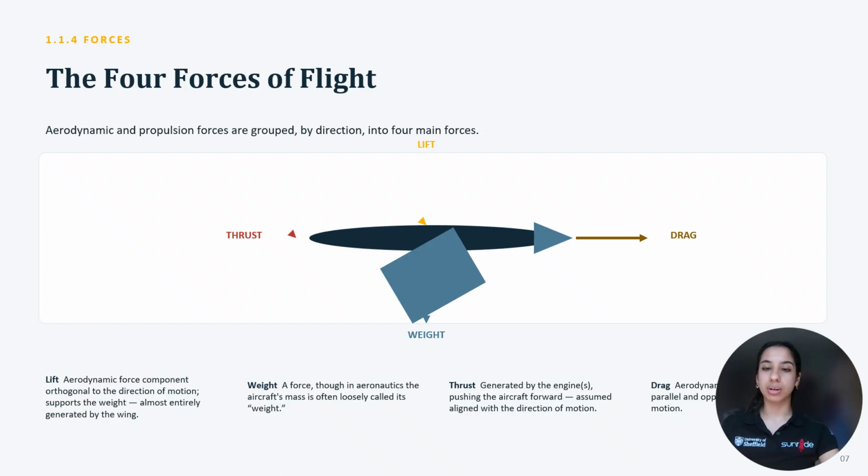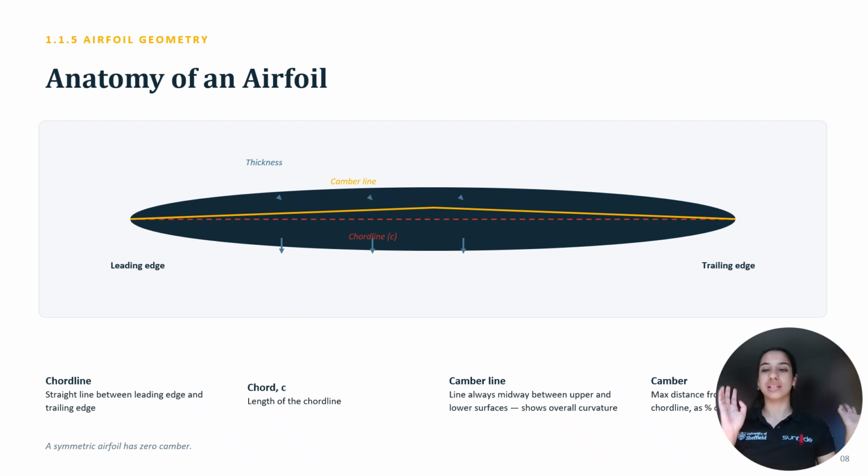Now thrust is generated by the engine, lift is generated by the wings, weight is just the aircraft's mass times gravity, and then drag is what we said. I don't want to stay on this too long. Oh, this is very important.